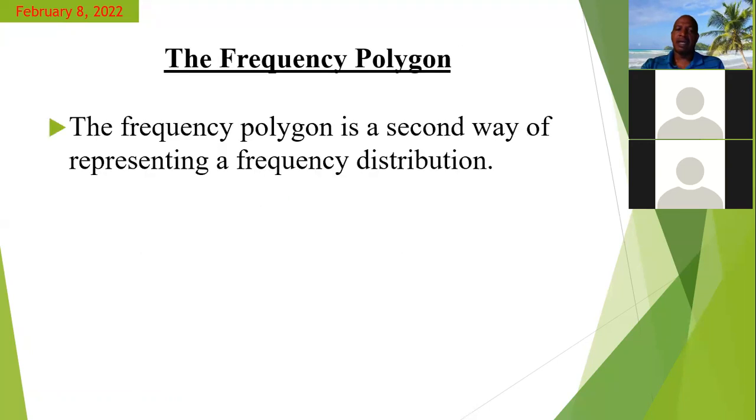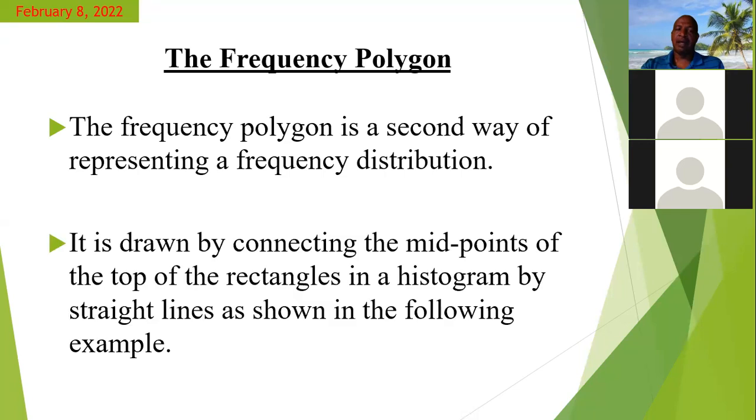Now, what we can do when we have our histogram is to draw what we call a frequency polygon. So let us look at what a frequency polygon is. The frequency polygon is a second way of representing a frequency distribution. It is drawn by connecting the midpoints of the top of the rectangles in a histogram by a straight line, as shown in the following example.